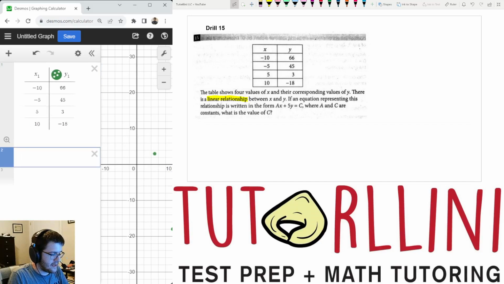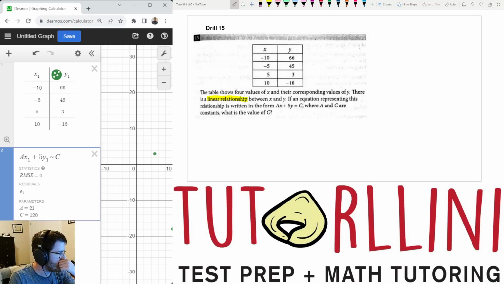Okay, so ax plus 5y equals c. They gave us the equation they want, right? So let's write ax1 plus 5y1. This doesn't always work, but it'll often work, especially for lines. Instead of equals, we put tilde, and then capital C. Okay, wow. It says A is 21 and C is 120. Man, that was super helpful. Okay, so the answer is 120.